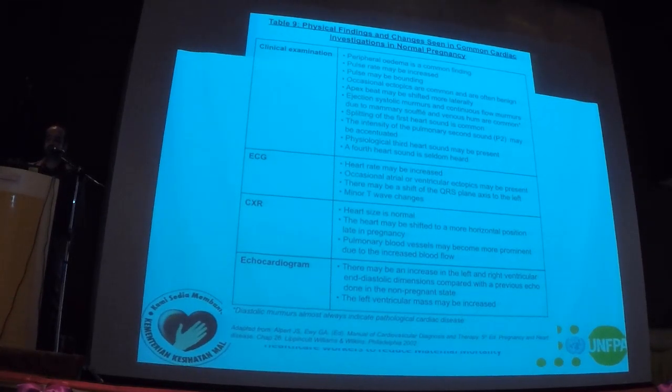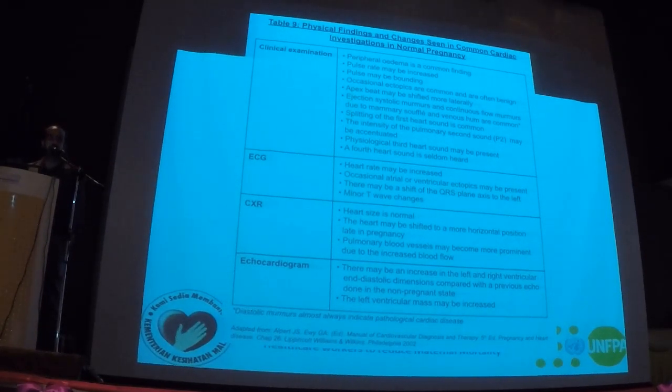And physical findings and changes seen in common cardiac investigations in normal pregnancy. Peripheral edema, tachycardia, bounding pulses, these are all the common things that you can find. Apex being shifted laterally, ejection systolic murmur, this is due to your hyperdynamic circulation, and a high intensity second heart sound. On the ECG, you do find tachycardia, you do find ventricular ectopics. These are not very pathological.